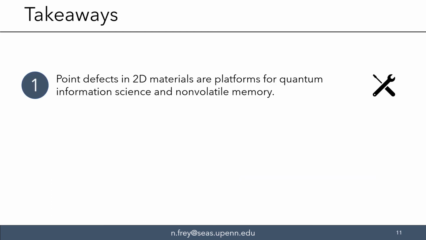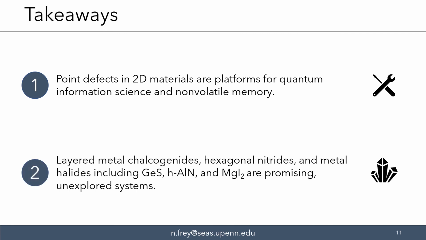To summarize, the first key takeaway is we've shown point defects in 2D materials are a viable platform for quantum information science and non-volatile memory. In particular, we showed that machine learning is an interesting tool to accelerate the identification of lots of promising candidates for these applications. And then second, we showed some specific material systems, including various layered metal chalcogenides, hexagonal nitrides, and metal halides that have interesting defect structures to investigate and that are at least currently totally unexplored.